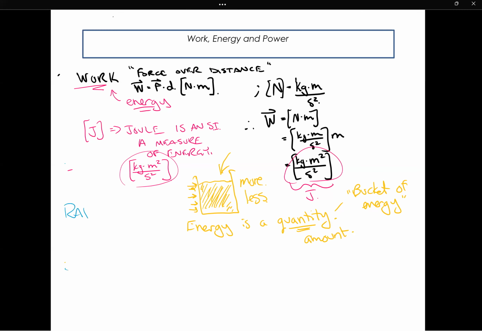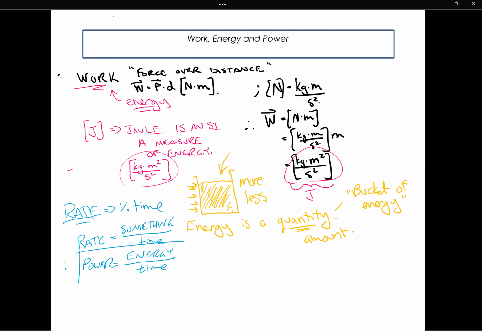If we talk about a rate, it means divided by time. It means something is happening over time. So a rate equals something over time. And if that something is energy over a certain amount of time, then that is power. That's the definition of power: energy gained over time, energy lost over time, energy changed over time. But it is energy over time. But I also said that energy is the same as work. So it could be work over time.